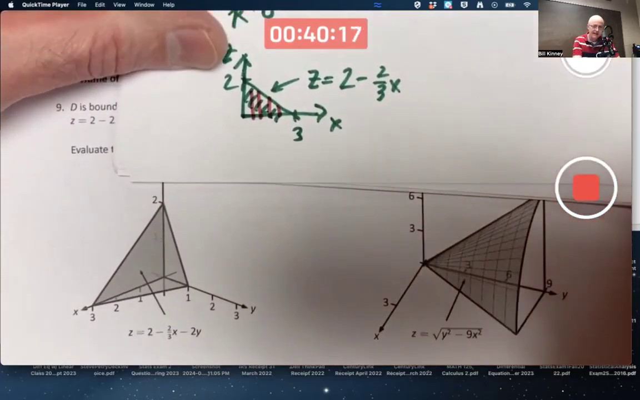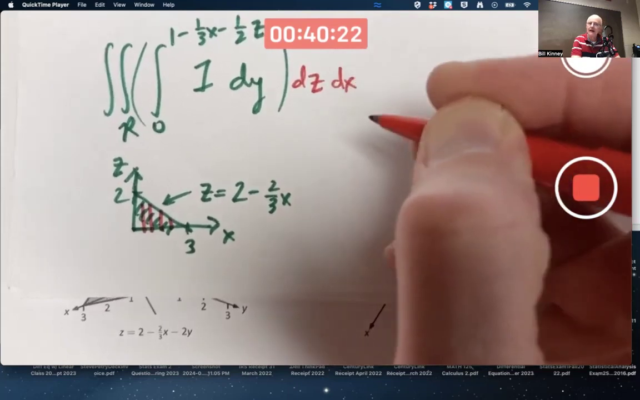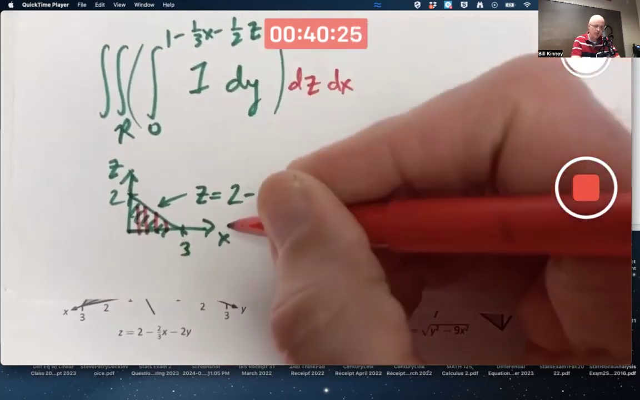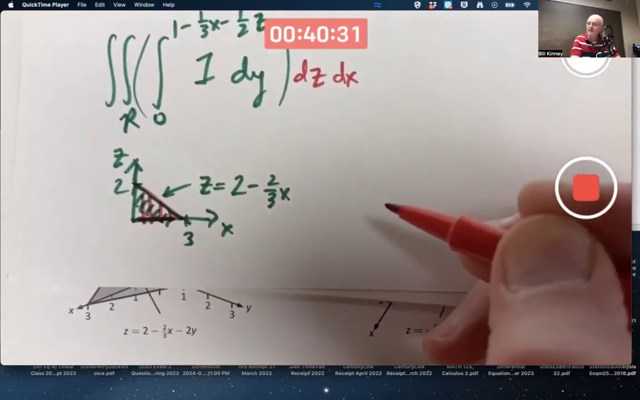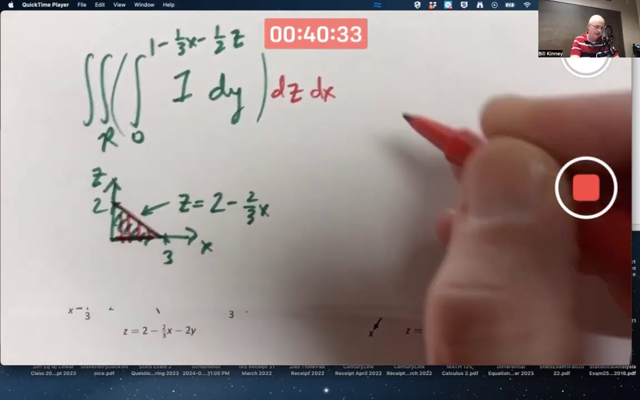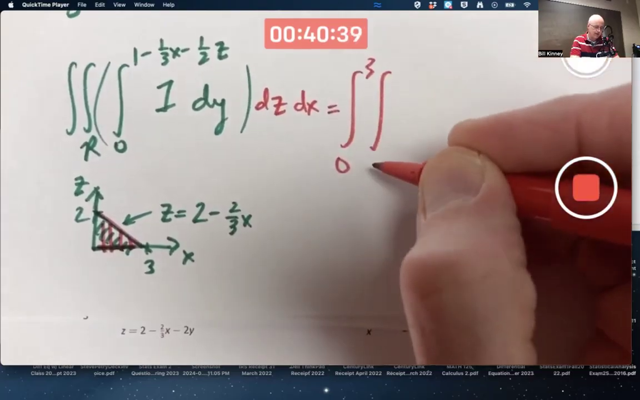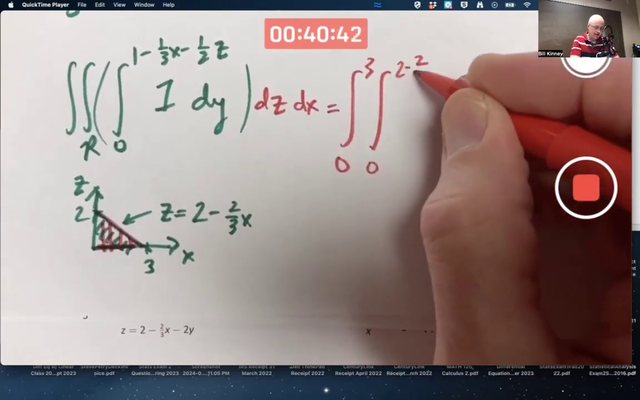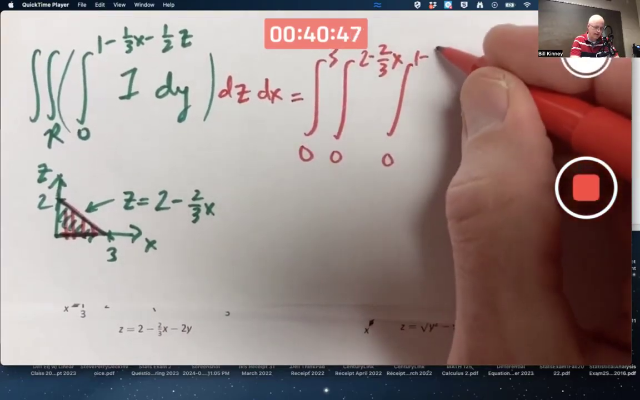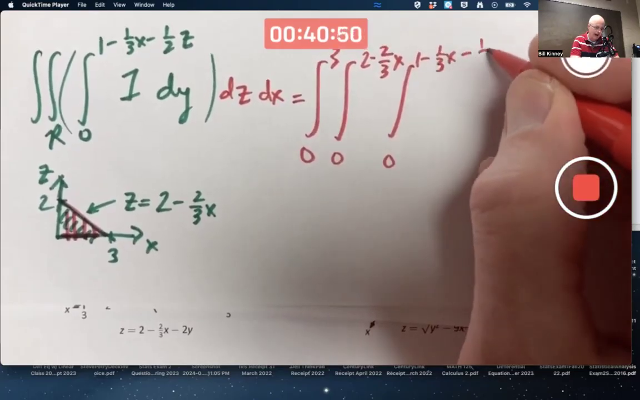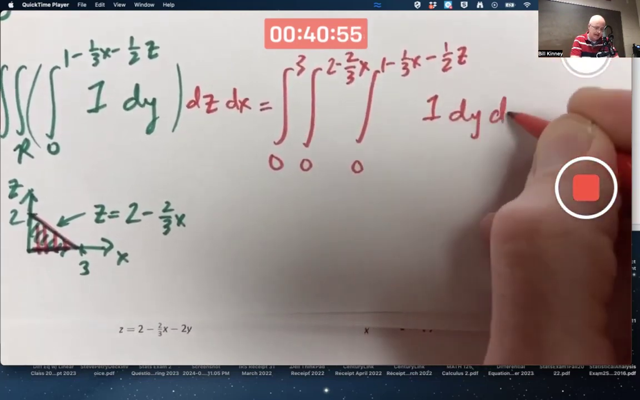Your order would be dz dx, and x is going to go between 0 and 3, and z will go between 0 and 2 minus 2/3 x. X goes from 0 to 3. Z goes from 0 to 2 minus 2/3 x. Y still goes from 0 to 1 minus 1/3 x minus 1/2 z of 1 dy dz dx.